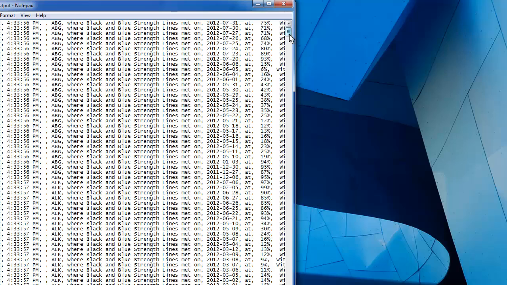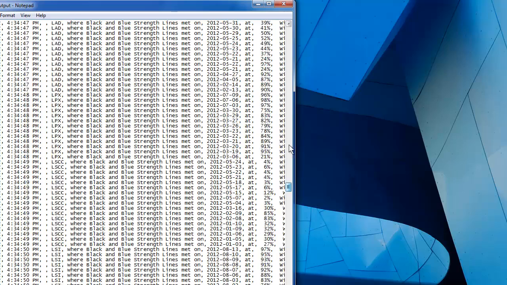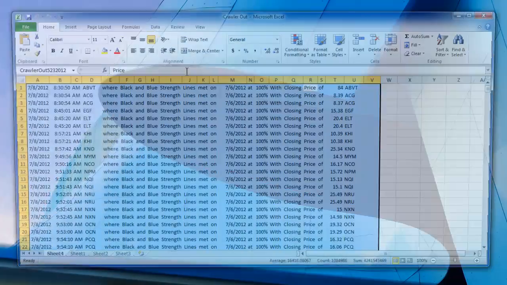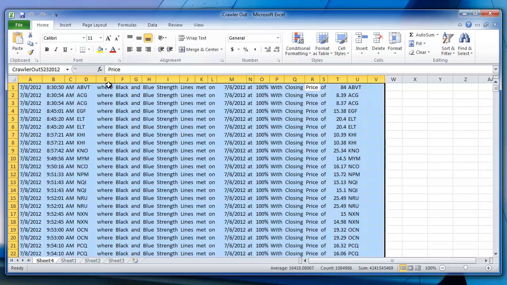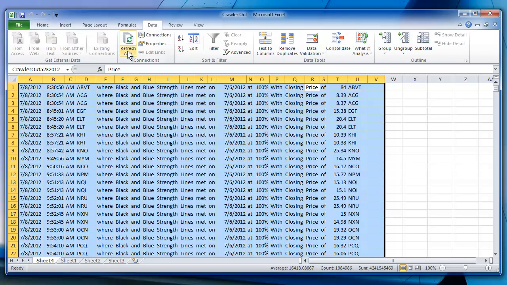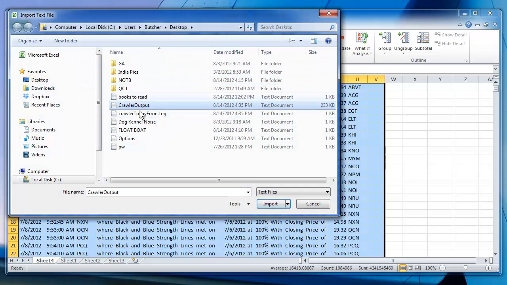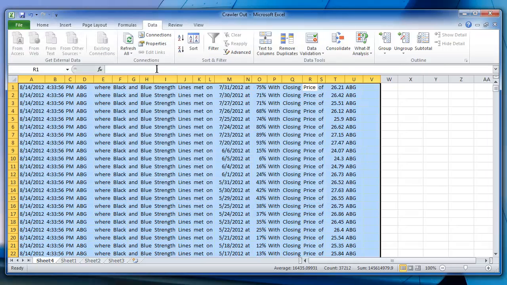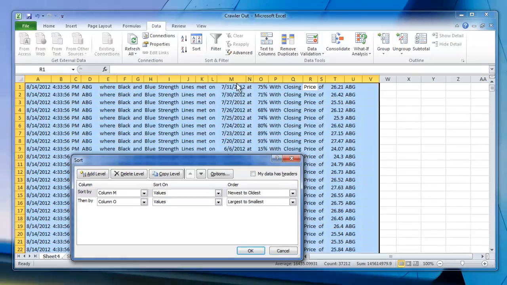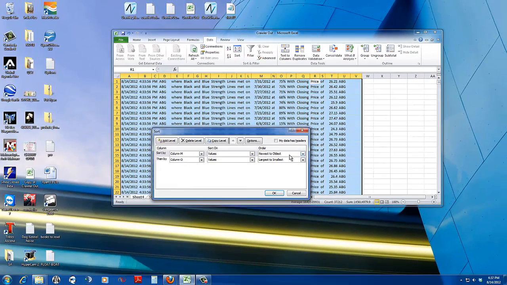And here's the output. It goes into a notepad where this is actually all the hits we had. So we're going to open this up into Excel so we can sort this a little bit better. You go to Data, Refresh, and we're going to go to crawler output, and that's going to pull up today's stuff, and we're going to sort it. I've got column M here, so we want the dates on newest to oldest, and column O, which is the percentage, largest to smallest.